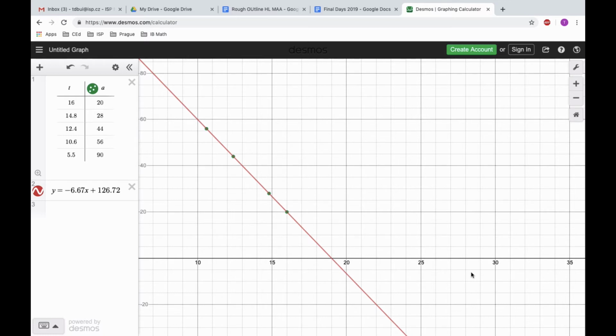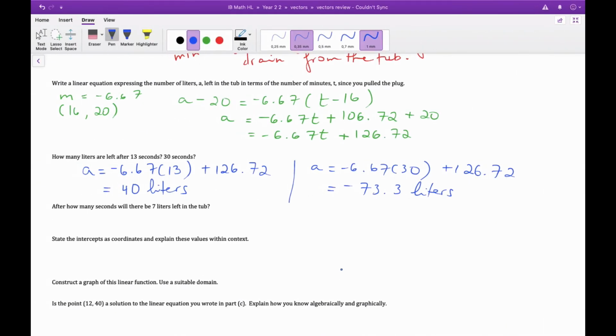I've noticed something here that happens at 19 seconds. At almost 19 seconds, it's 0. What does that mean, Miss Bui? What happens there? No more water left in the bathtub. The tub is empty. So does this value even make sense, this 30 seconds? No. So after 30 seconds, I know there's actually going to be 0.